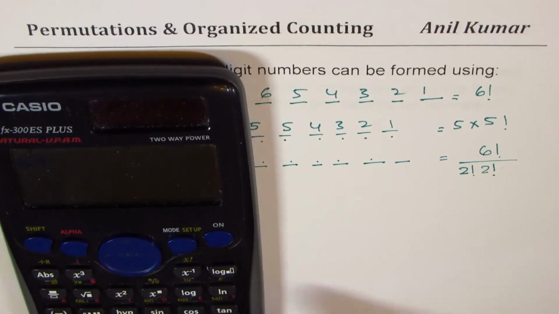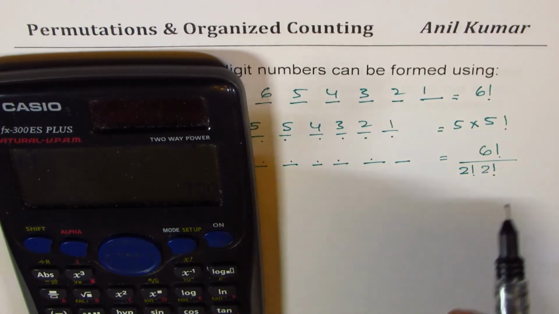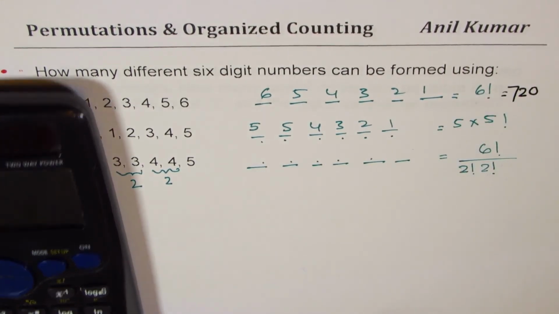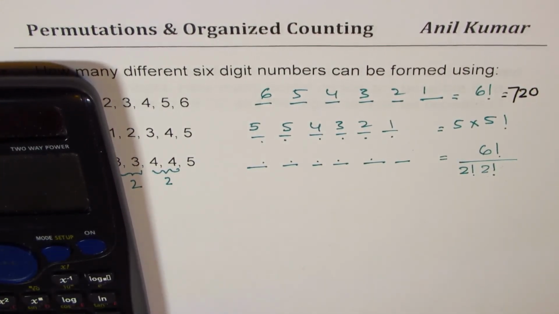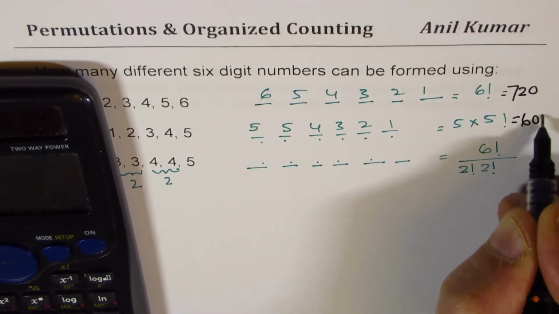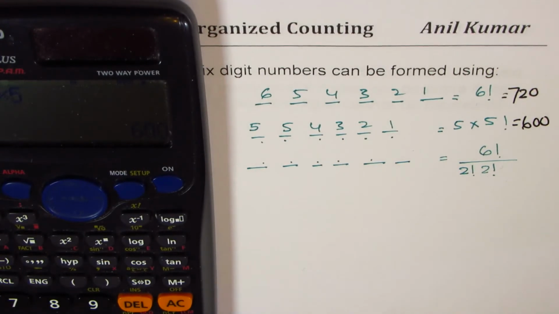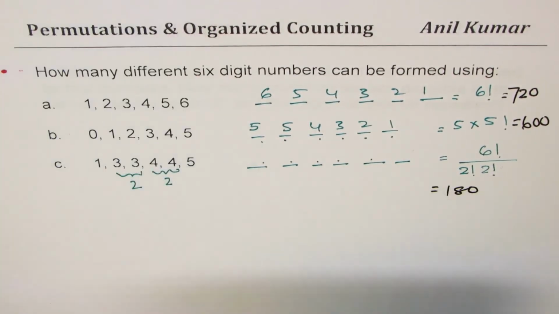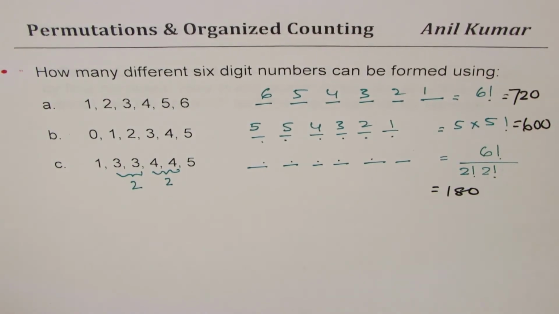6 factorial is equal to 720. So the answer for the first one is 720. The second one is 5 factorial times 5, which is 600. And the last one is, we'll divide 720 by 2 times 2, which is 4, which is equal to 180, correct? So these are the answers for the given question.